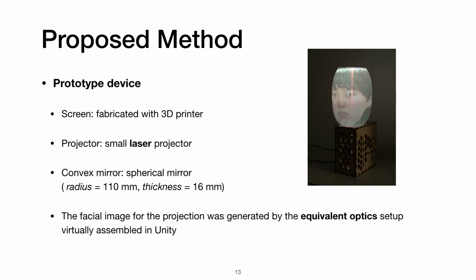And we also made a prototype device, whose screen was fabricated with a 3D printer. The projector was a laser projector, and the convex mirror is a spherical mirror. The facial image for the projection is generated by the optics set up virtually in Unity, which is equivalent to the real device.